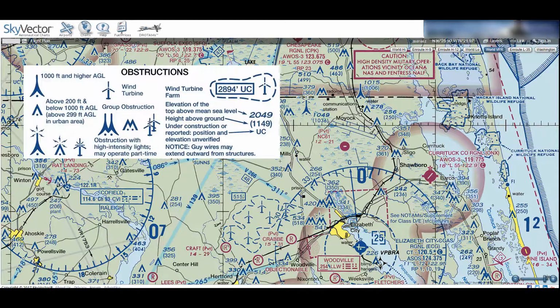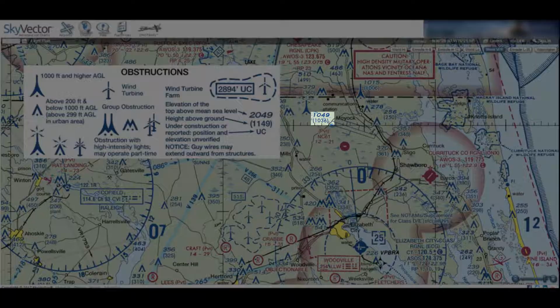The last note about obstacles is that there will always be a series of 2 numbers nearby. The top number indicates the altitude in MSL of the top of the obstruction, or the highest if there's more than one. The second number, the one in parentheses, indicates the height of the obstacle above the ground, which is more useful for us since many UAS do not report their altitude in MSL.